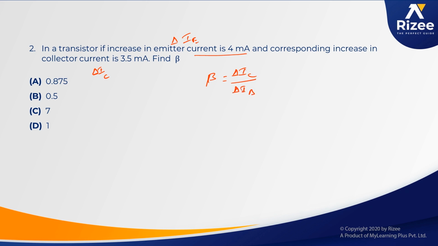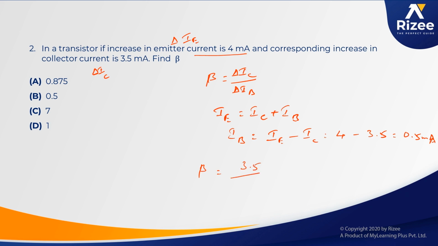You don't know the value of IB, but IB can be calculated as IE is equal to IC plus IB. So IB can be taken as IE minus IC, which is 4 minus 3.5, that comes out to be 0.5 milliamperes. Substituting that in the beta formula, beta is equal to IC, 3.5, by IB, 0.5. So the beta value comes out to be 7. So your option should be C.